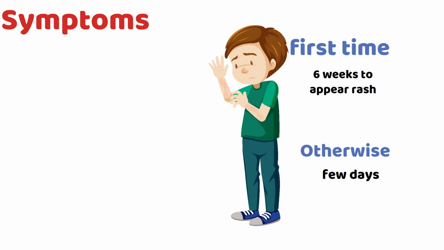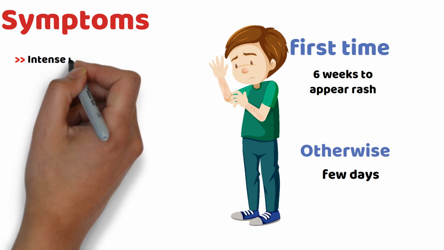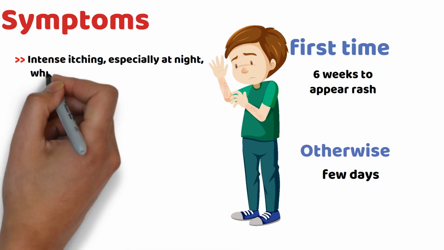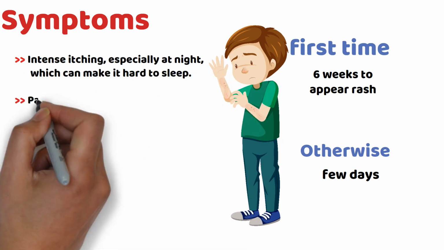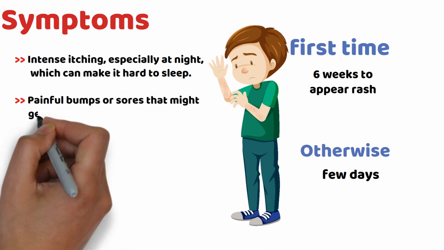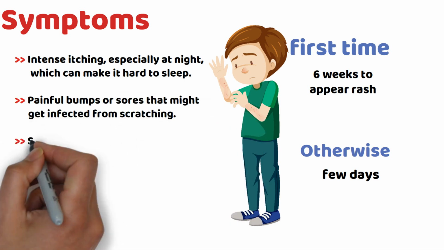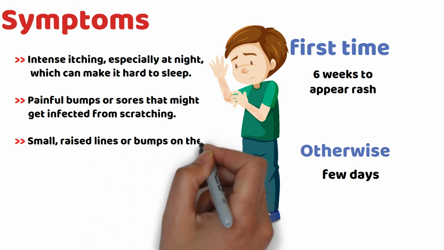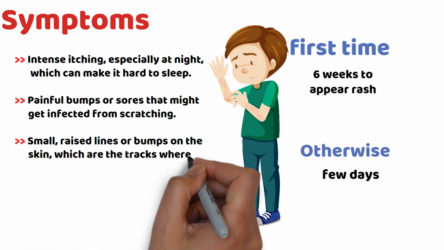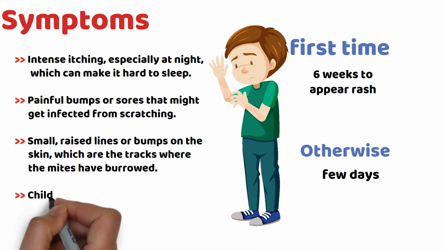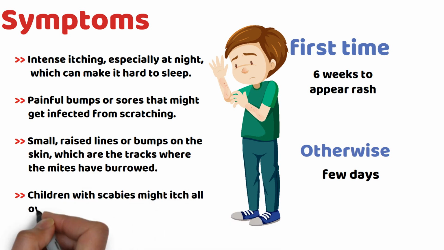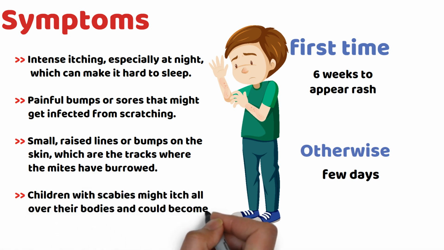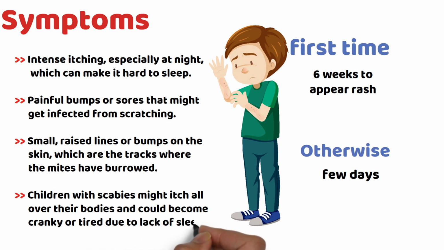There are some other symptoms that include intense itching, especially at night, which can make it hard to sleep. Painful bumps or sores that might get infected from scratching. Small raised lines or bumps on the skin, which are the tracks where the mites have burrowed. Children with scabies might itch all over the body and could become cranky or tired due to lack of sleep.